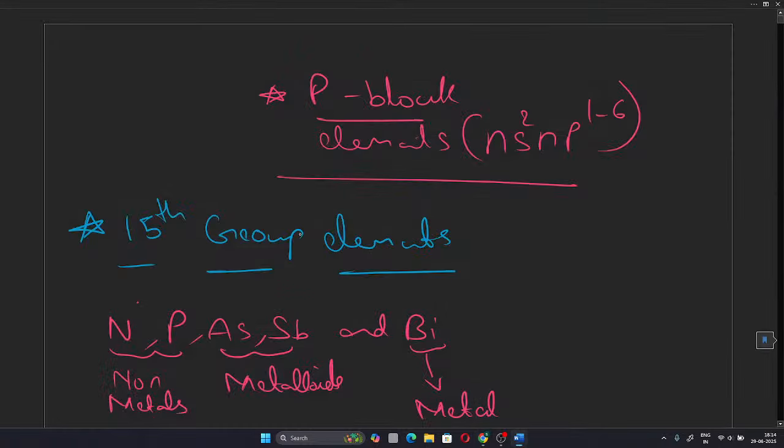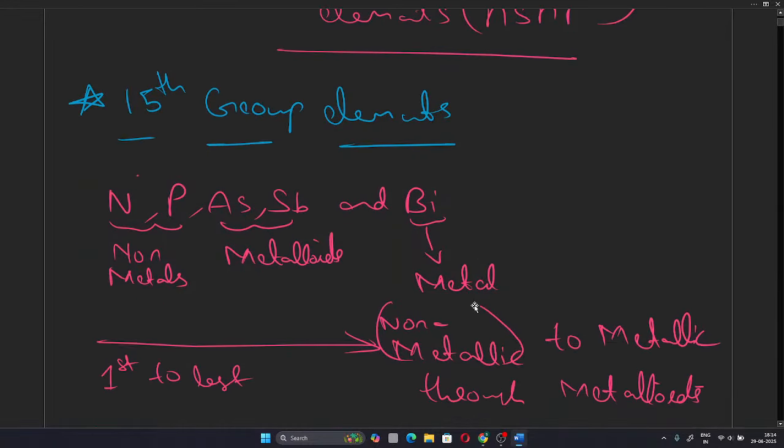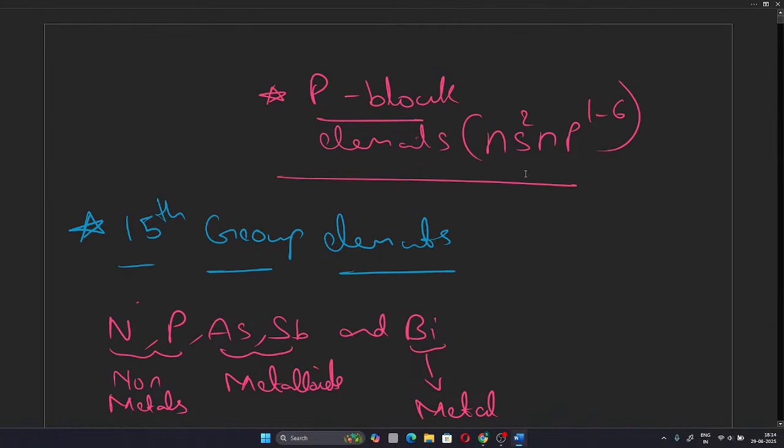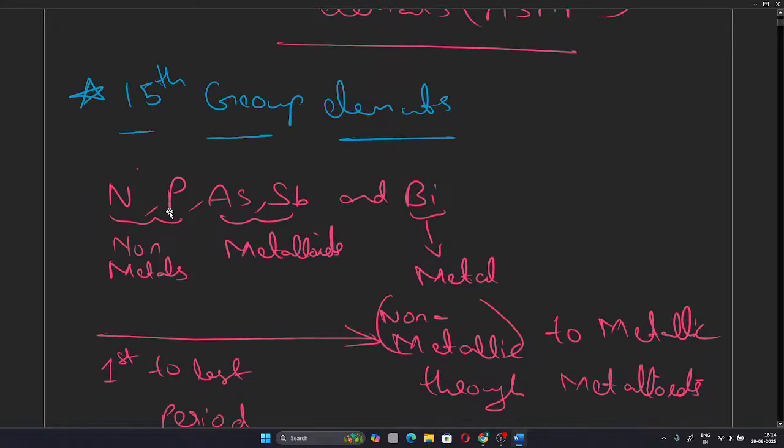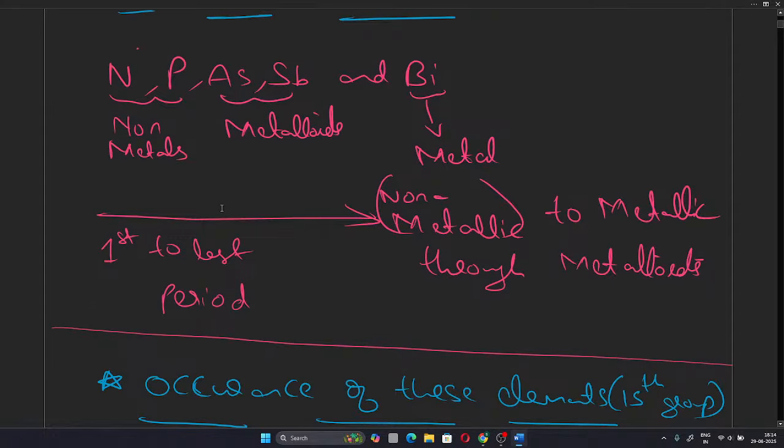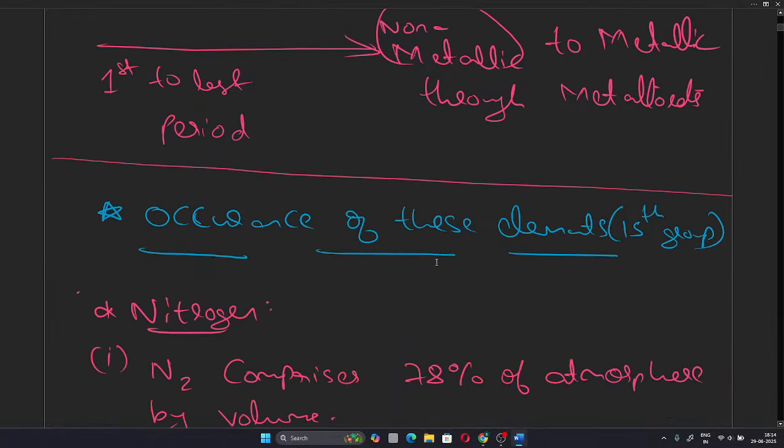P block elements. The general configuration of P block elements is ns2 np1 to 6 electrons. The 15th group elements are nitrogen, phosphorus, arsenic, antimony, and bismuth, with nitrogen and phosphorus being nonmetals, arsenic and antimony being metalloids, and bismuth being a metal. As we go down the group, in the 15th group, metallic character increases.